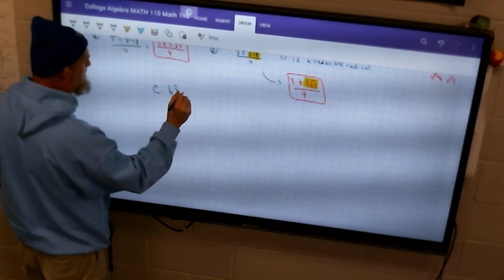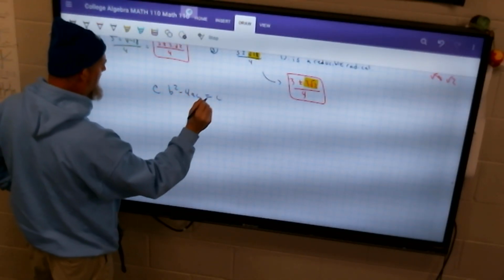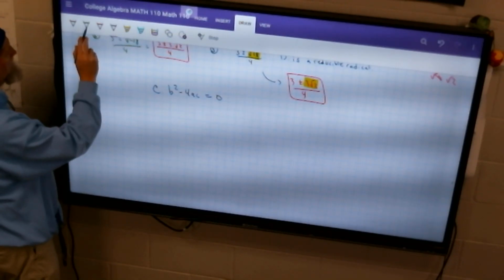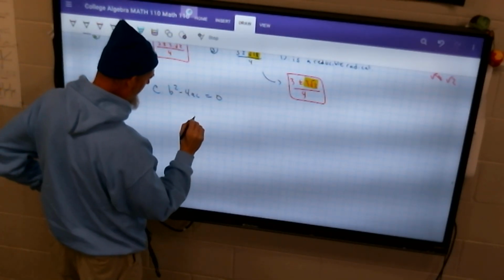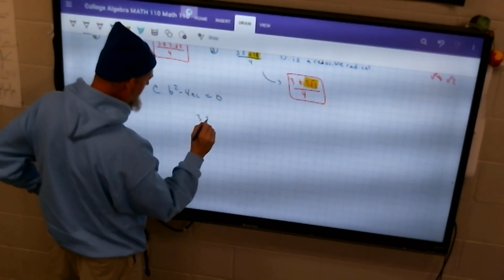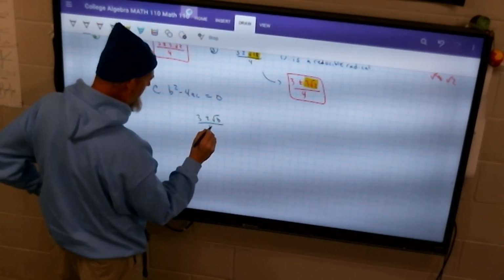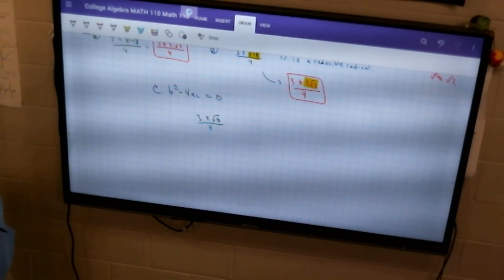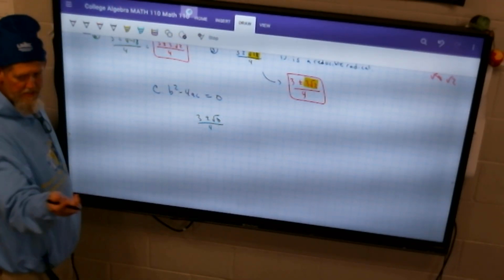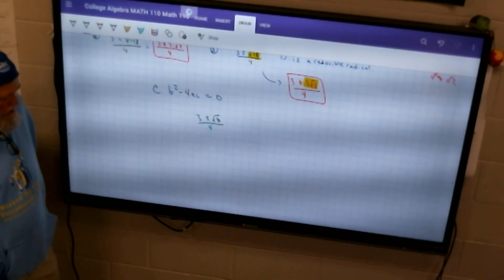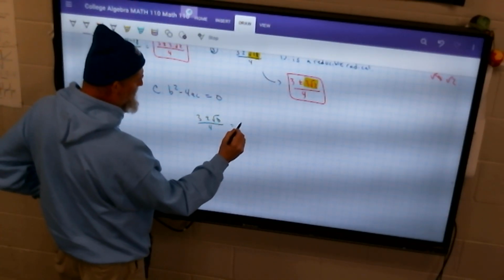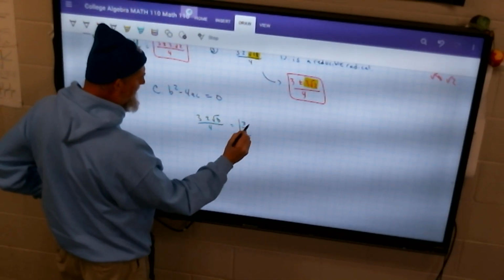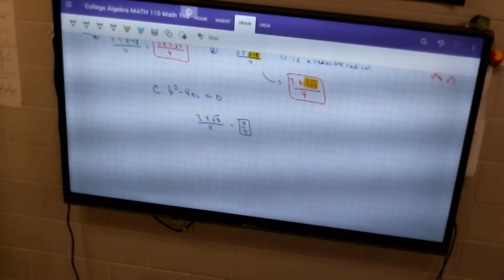What if b squared minus 4ac equals 0? So for example, I have 3 plus or minus the square root of 0 over 4. Well, what is the square root of 0? 0. And 3 plus 0 is the same thing as 3 minus 0. So it's like this isn't even here. So my answer is just 3/4. If it equals 0, the radical goes away. Okay?